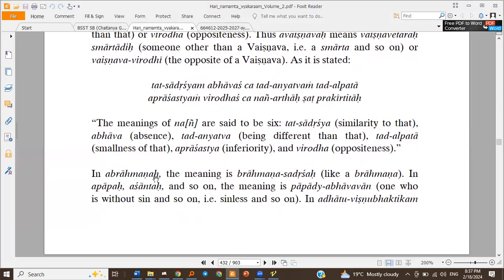So Abrahmanaha means Brahmana Sadrisha. This is very rare usage, but it is a possible usage. Abrahmana, so that's Brahmana Sadrisha. In Apapaha, Ashantaha, ityadi, the meaning is Papadi Abhavavan, one who is without sin, sinless. So this is the second, abhav. This is common, we see apap, ashant and so on.